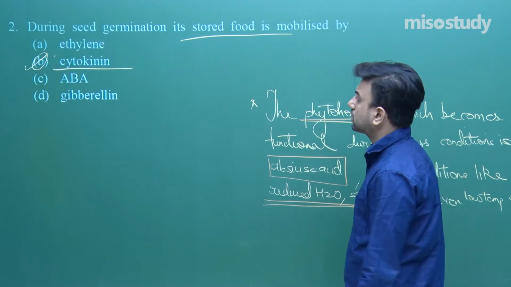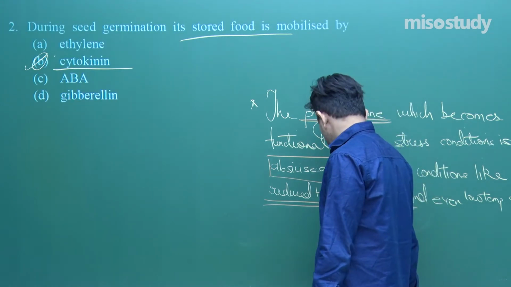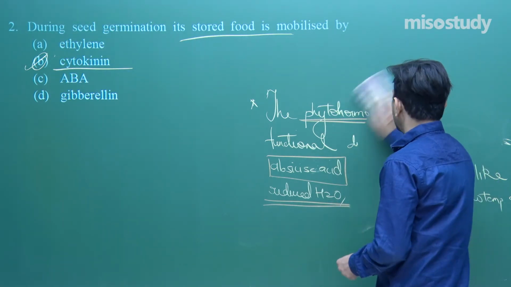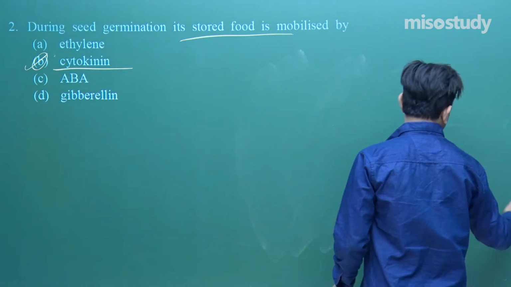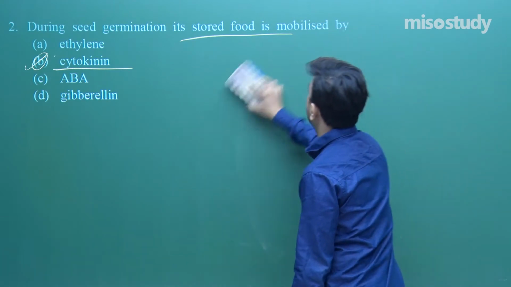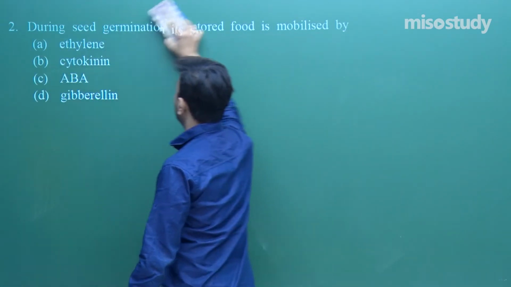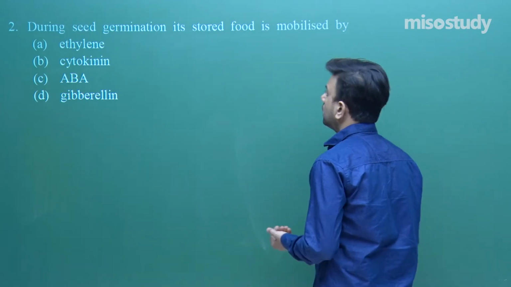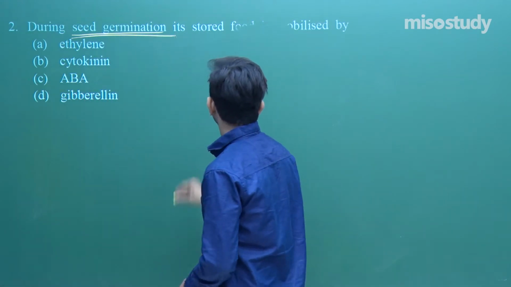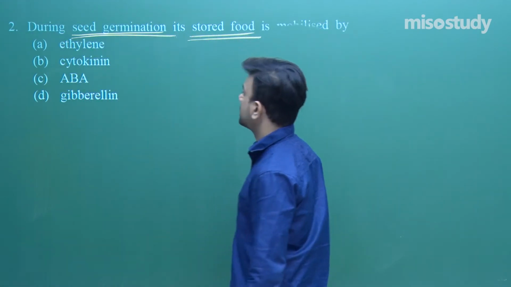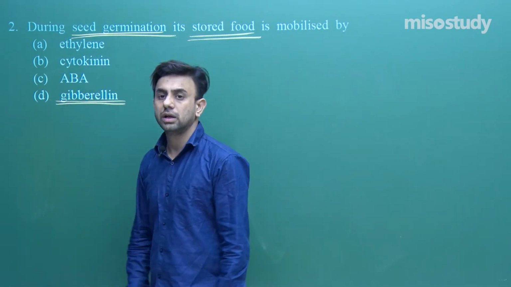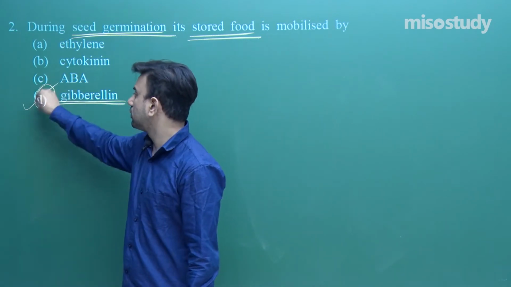Let's move on to the next question. During seed germination, stored food is mobilized by what? It will be mobilized by gibberellin. The answer will be gibberellin.